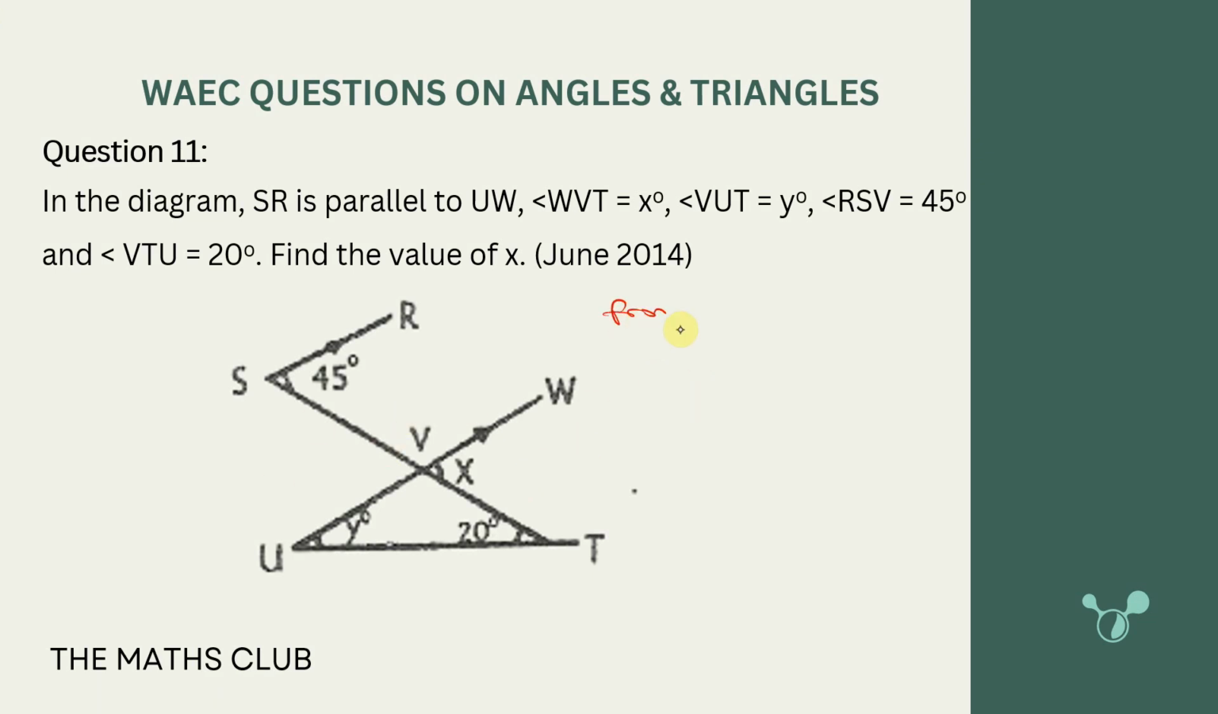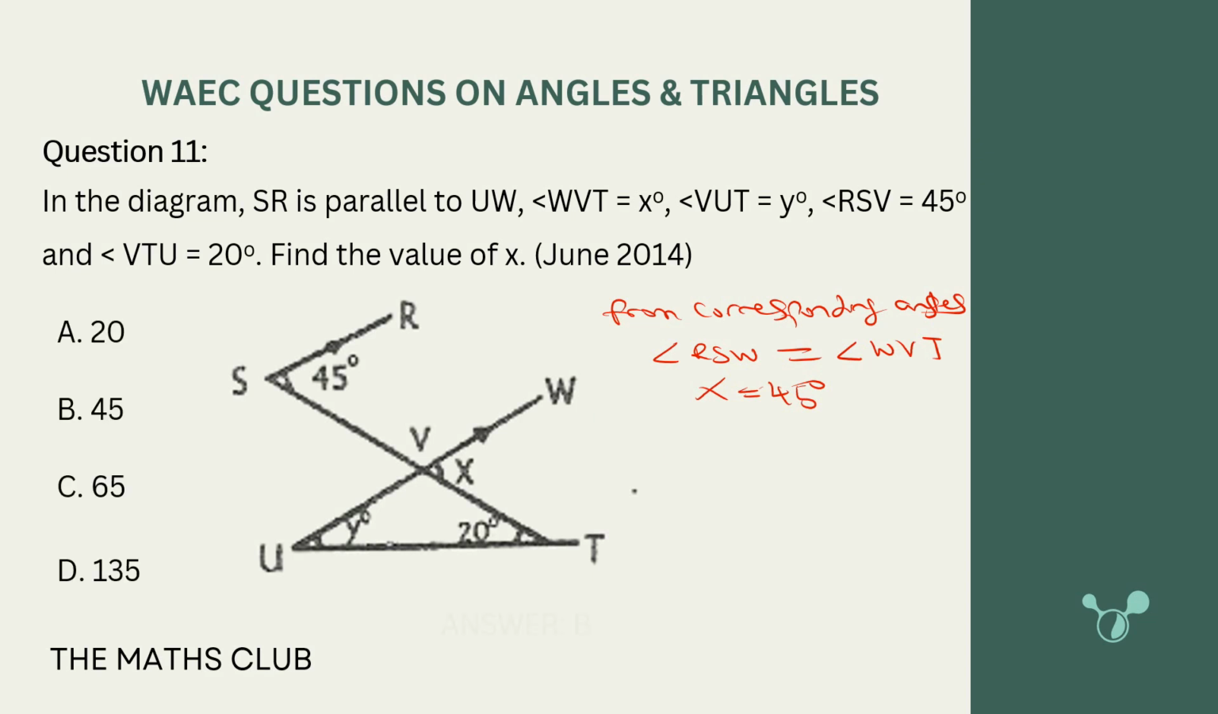So we say from corresponding angles, angle RSW is equal to angle WVT. We talked about this extensively earlier, so we know that our x value, which is WVT, will be equal to 45 degrees, and that's our answer. That will be option B.